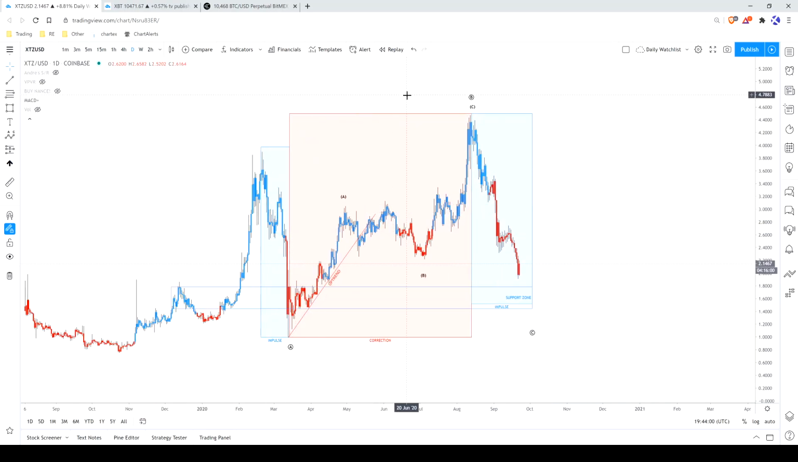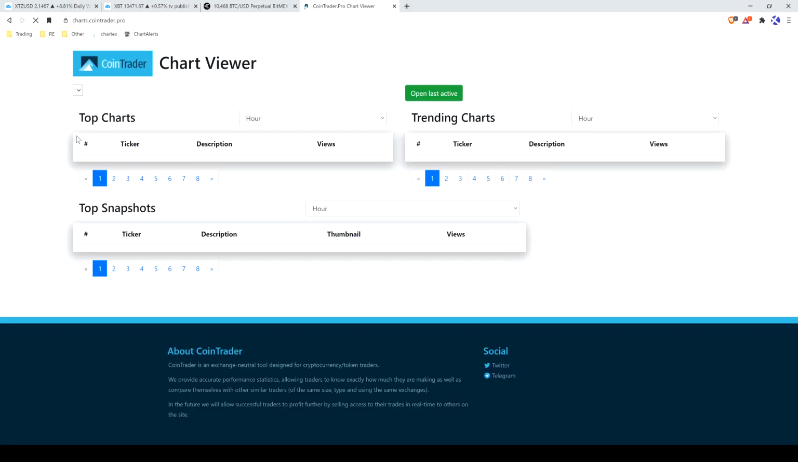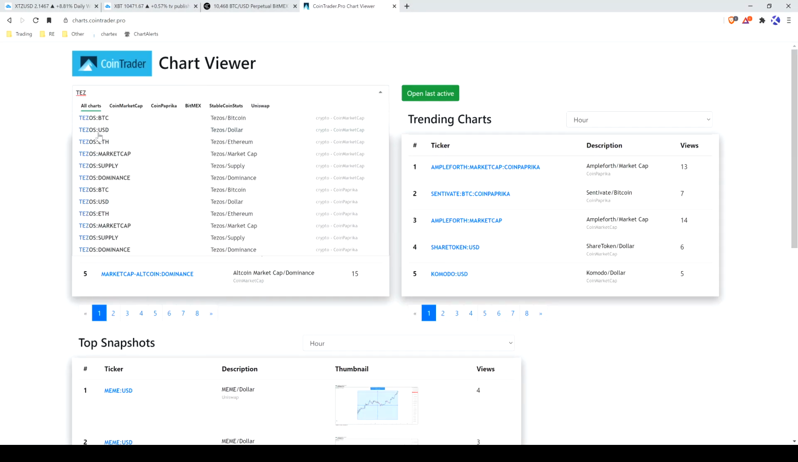If you go over to CoinTrader, there is a little more chart history on Tezos there.